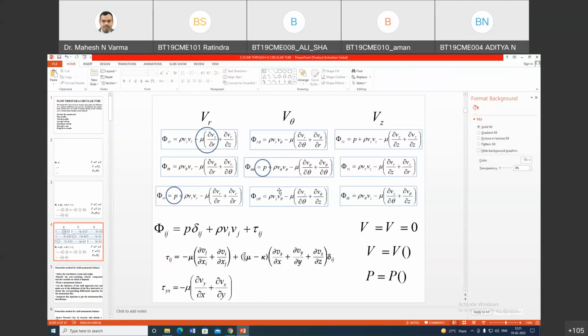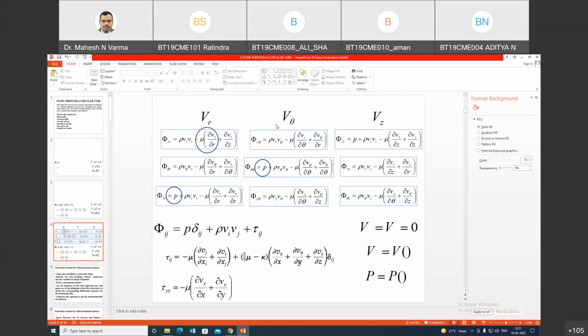And moreover, we will not consider all these 6 components. Why will we not consider all these 6 components? Because we don't have velocity in r direction. Velocity in theta direction is also 0. Hence, we will not take a balance of r momentum. We will not take a balance of theta momentum.